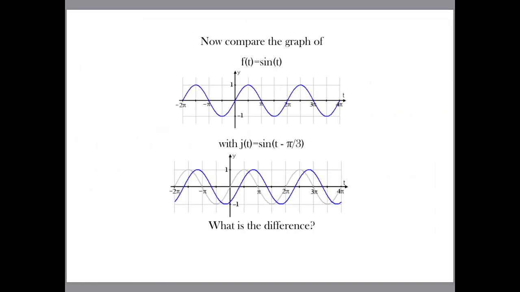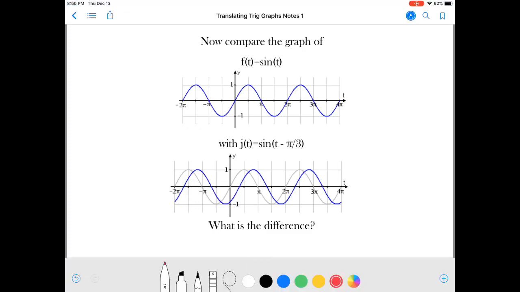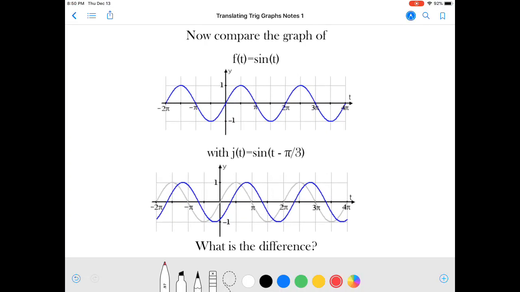Here's another pair of graphs. We have our original, f of t equals sine t, and then we have j of t equals sine of t minus pi over 3. If you look at the second graph, the one in gray is our original sine curve, and the one in blue is our new sine curve.